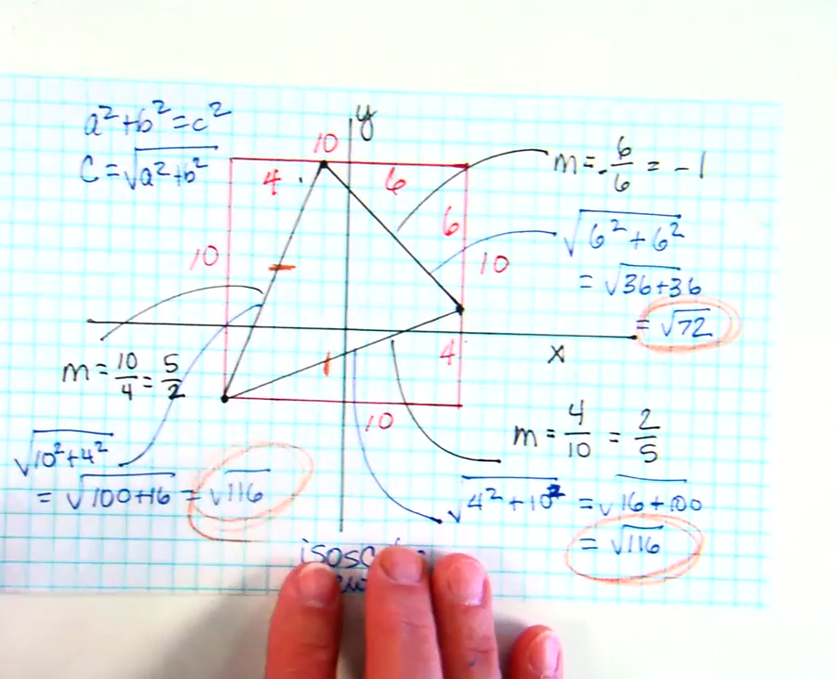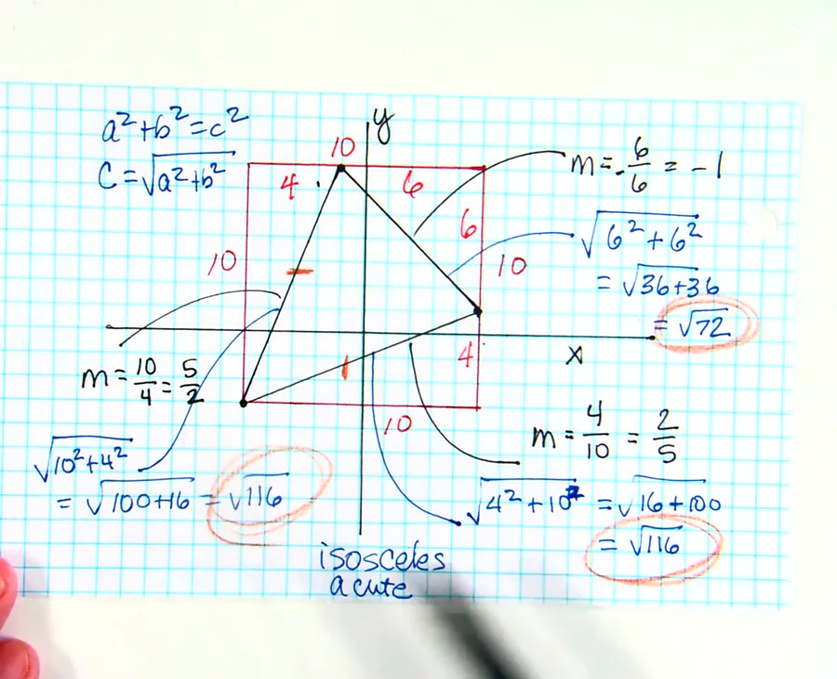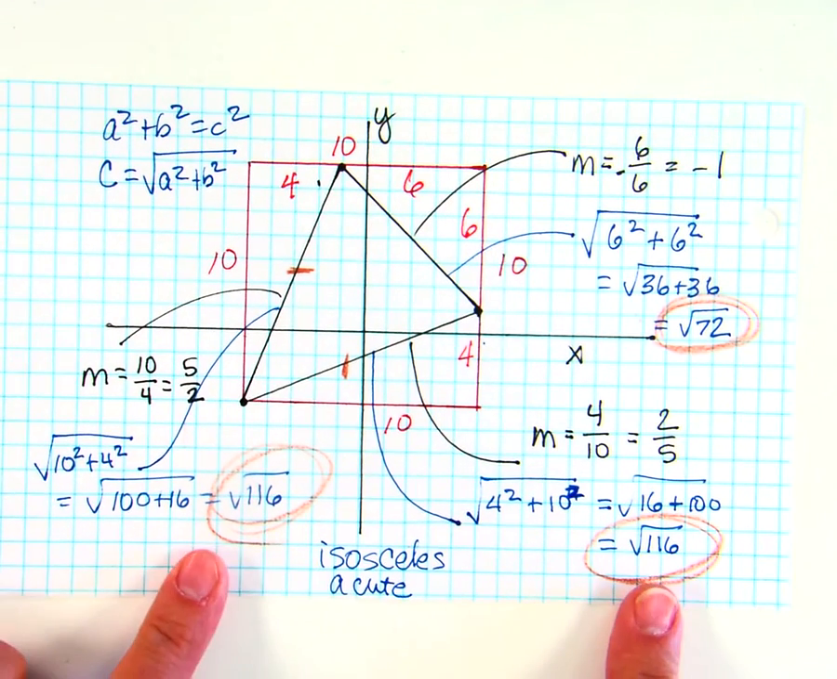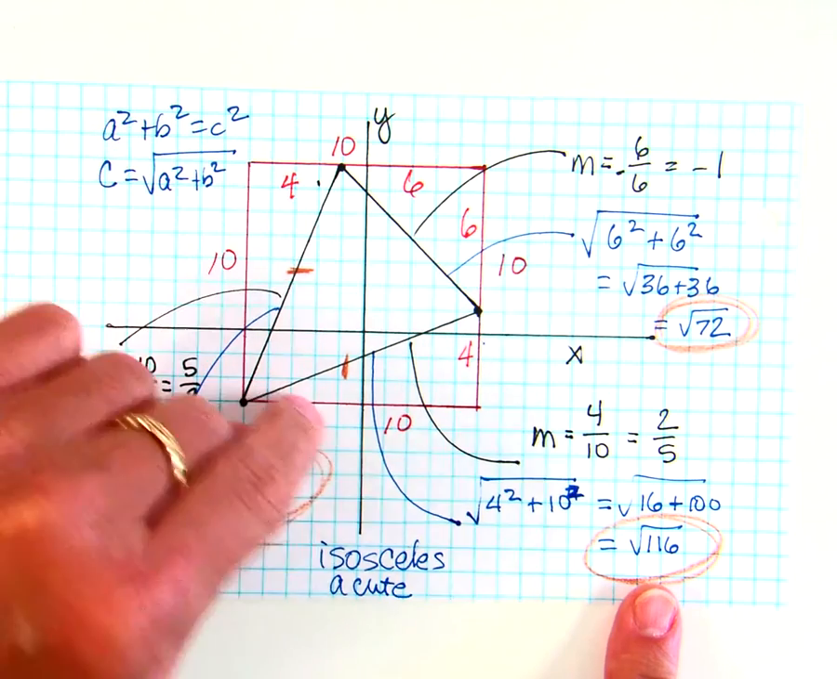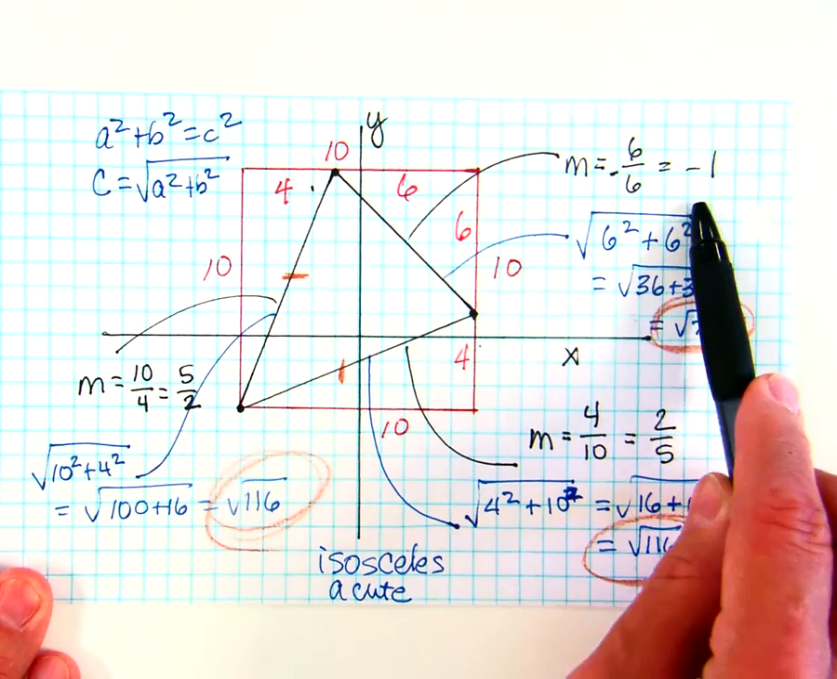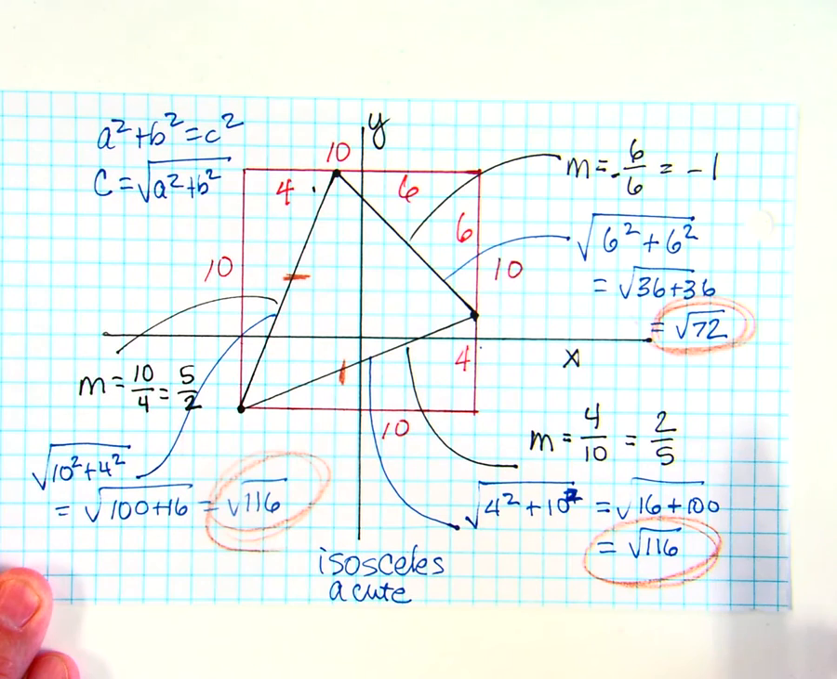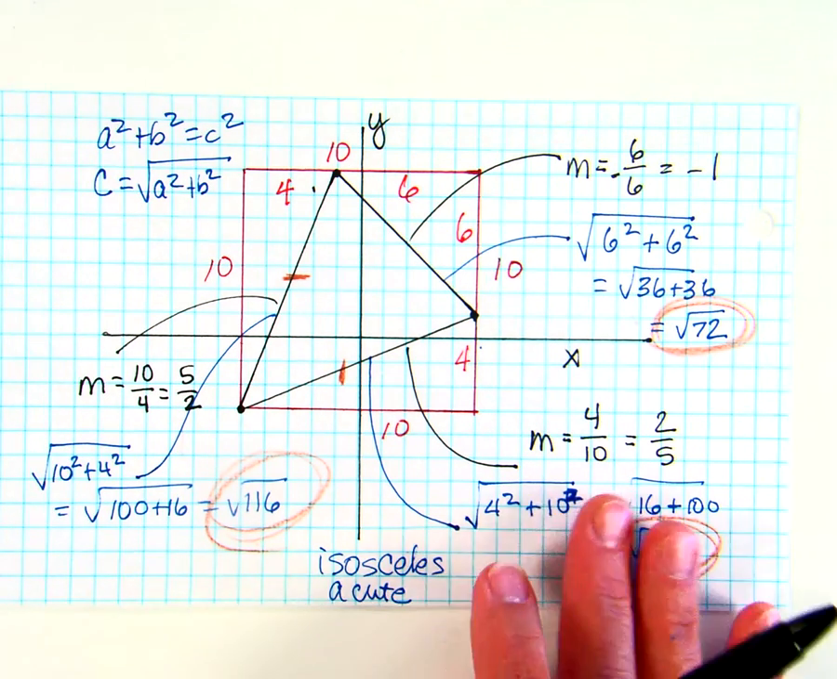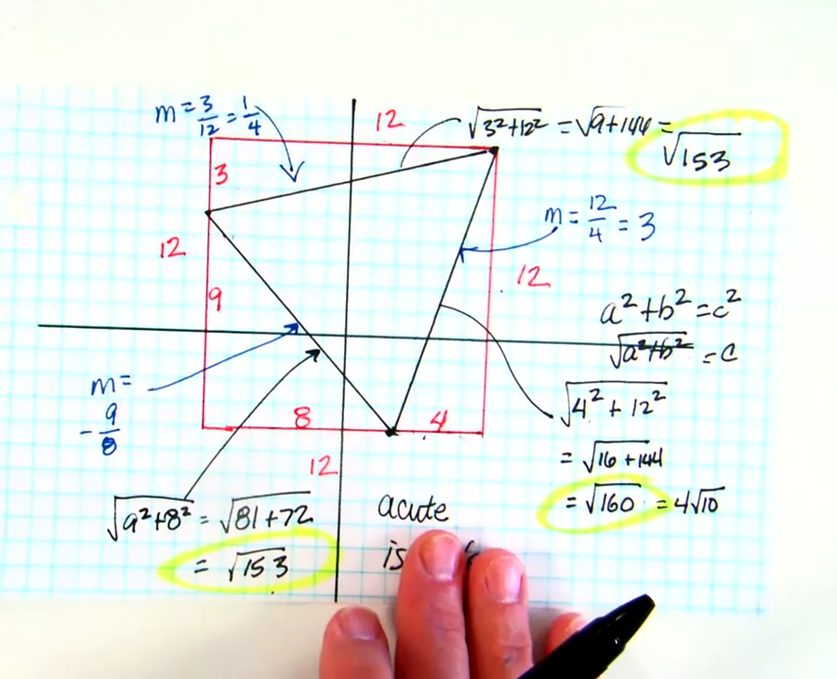Another example. Here is one that is isosceles, and it's acute. We've done the same thing. Notice that 2 sides are the same length. It's 4 and 10, 4 and 10. Pretty obvious that they're going to be the same. You try the slopes and find out that none of them are negative reciprocals, so it is not a right triangle. It is an acute isosceles triangle. You can usually spot if they're going to be isosceles.